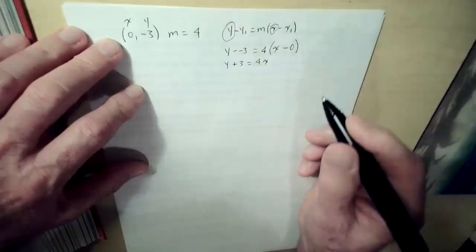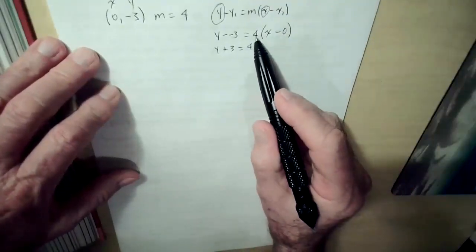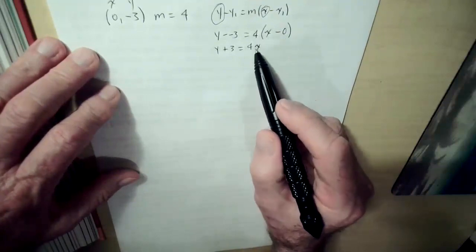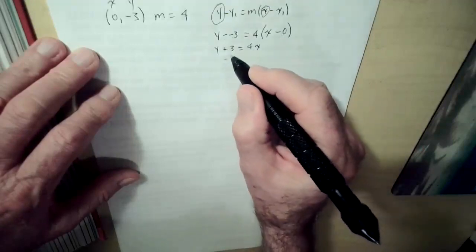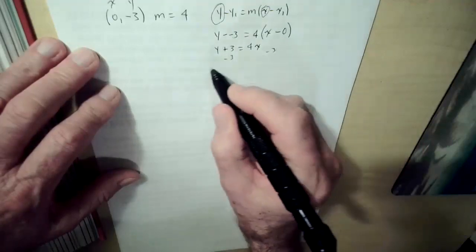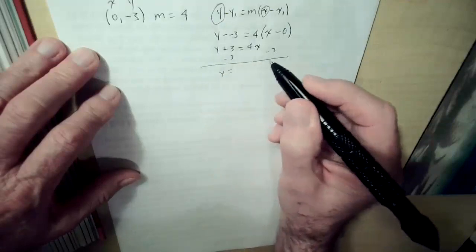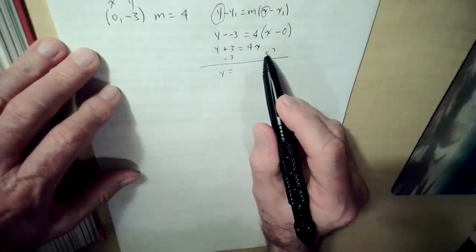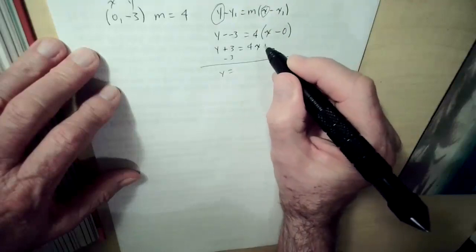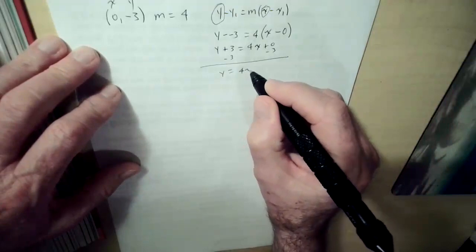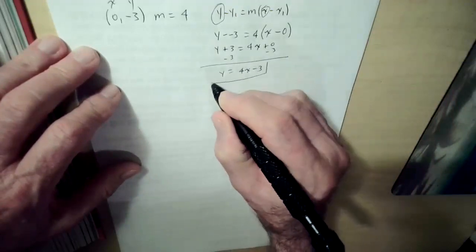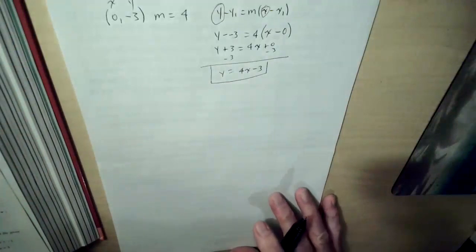So we get y plus 3 minus a minus is a plus equals 4x. Okay. Multiply 4 times everything in here. 4 times x, 4x. 4 times 0 is 0. Now we subtract 3 from each side. We get y equals, and don't subtract 3 from the 4x. This is actually plus 0. We just don't write it. Equals 4x minus 3.